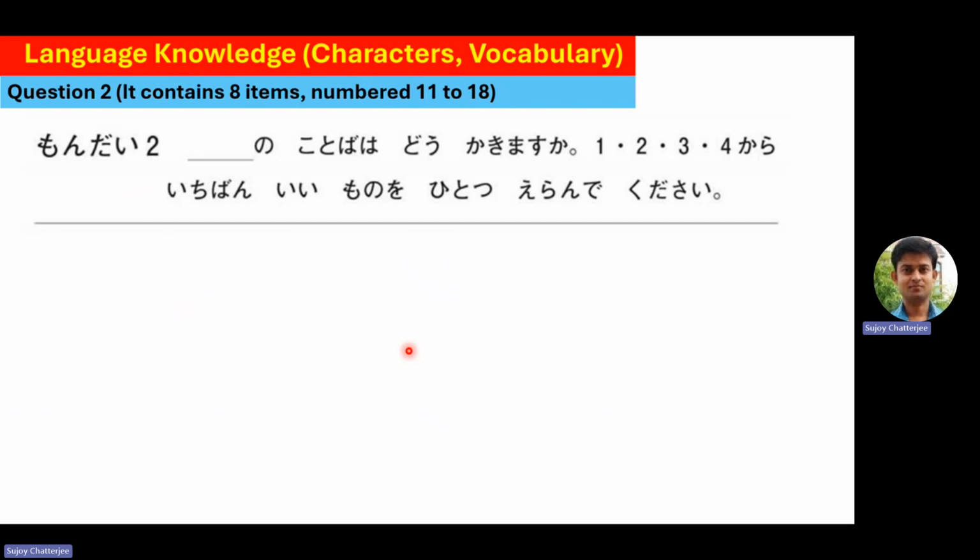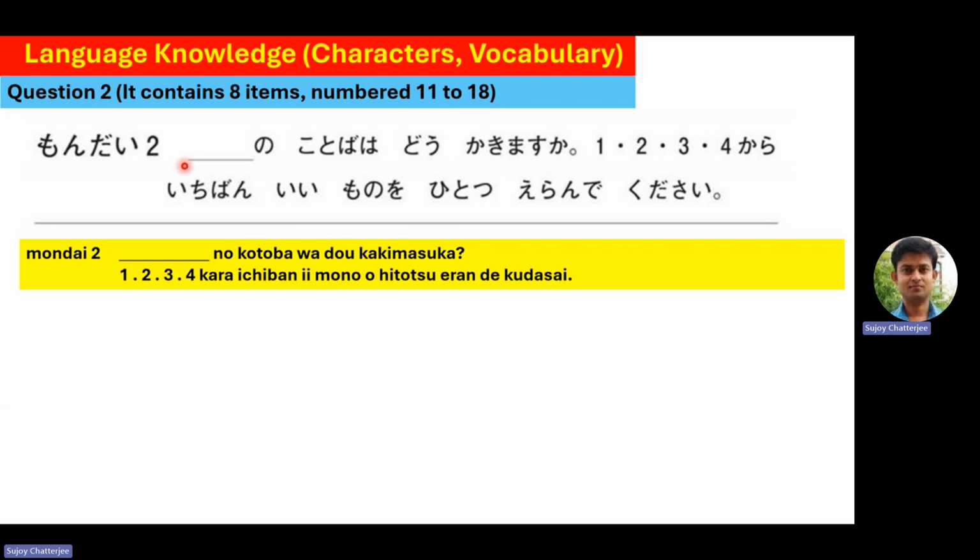Second question, it now contains 8 items numbered 11 to 18. So the first question had items from 1 to 10, and the numbering continues. So for question 2, the sub questions will be from 11 to 18. So Mondai 2. Let's see what is written.